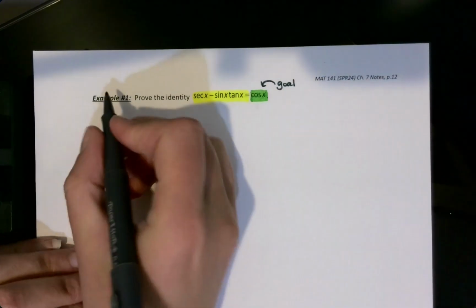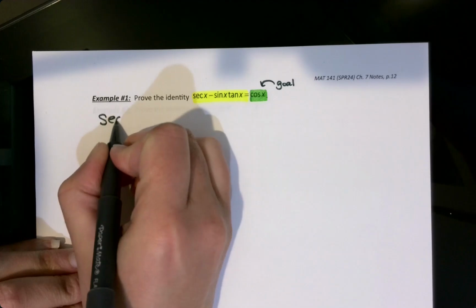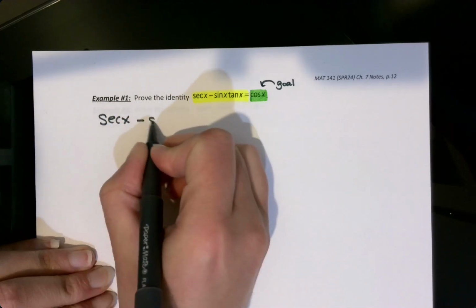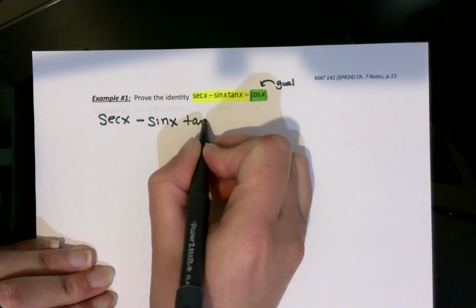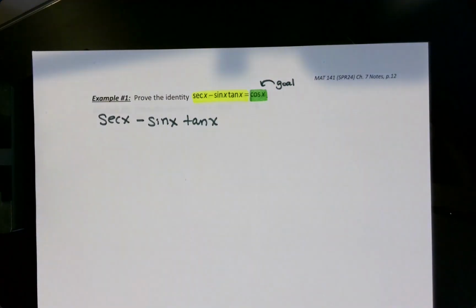So we're going to start with secant of x minus sine of x times tangent of x. I got to get that turned into cosine of x to prove this identity. I need to get both sides to be the same, so I'm going to work on that left-hand side and make it equal to the right-hand side through the use of identities.